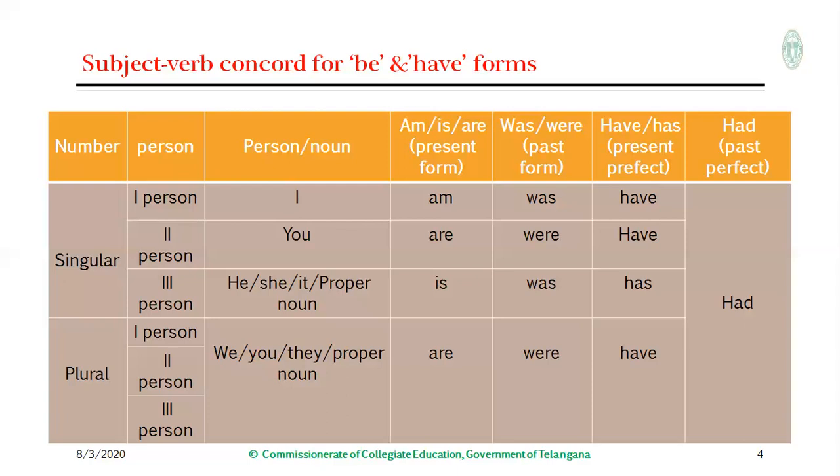In the same way, had is used in the past perfect form. They had completed the work. They had finished their work before they slept. This is a past perfect tense. And here, this table shows the concord, the subject verb concord. It means relation for be and have forms. In what way the subject is related with the verb is clearly shown here in this table.